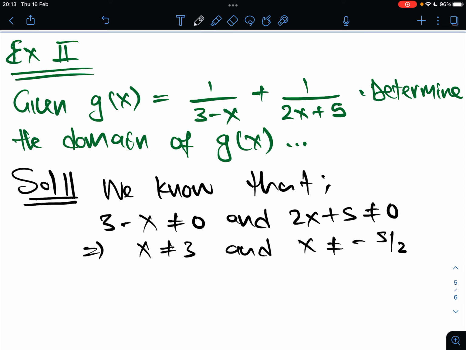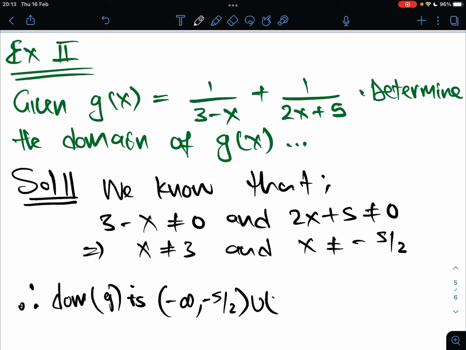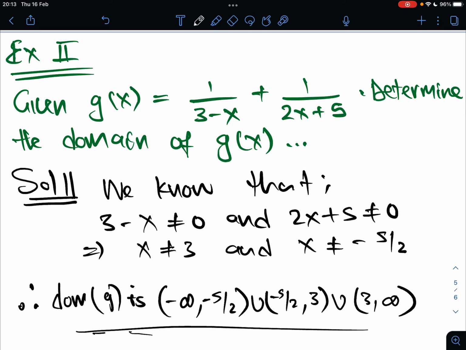But now how can I exclude these? You see that? To exclude these now, how do I go? I'll say domain of g, which I write as dom g, is what? We take everything from negative infinity, but there is a negative 5 over 2 which we skip. So to skip it, we go to it, put a round bracket and a union, then continue from the other side of it up until we reach 3, because 3 also has to be excluded. So we put a 3 with a round bracket, and then we go to infinity, and this becomes the domain that we are looking for. You see that? This is the domain that you are looking for.